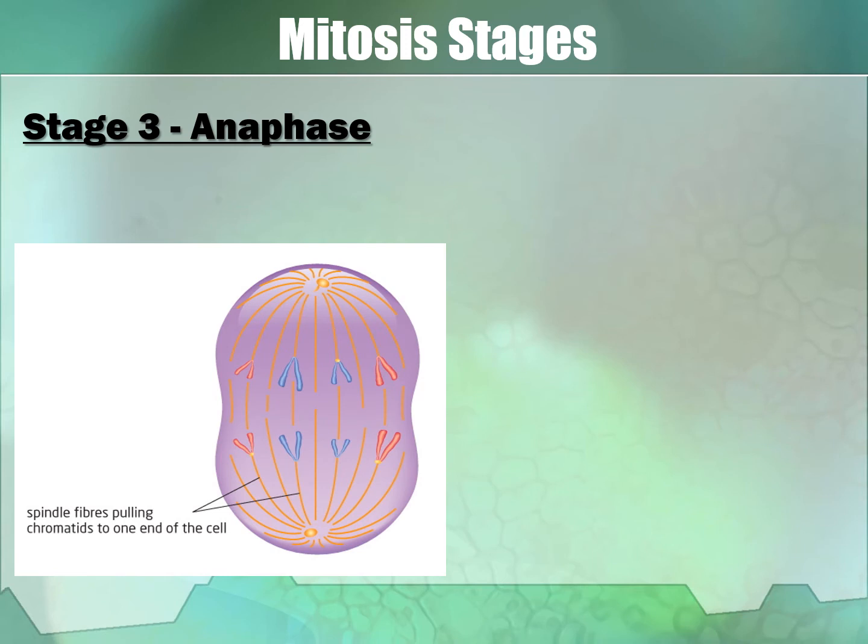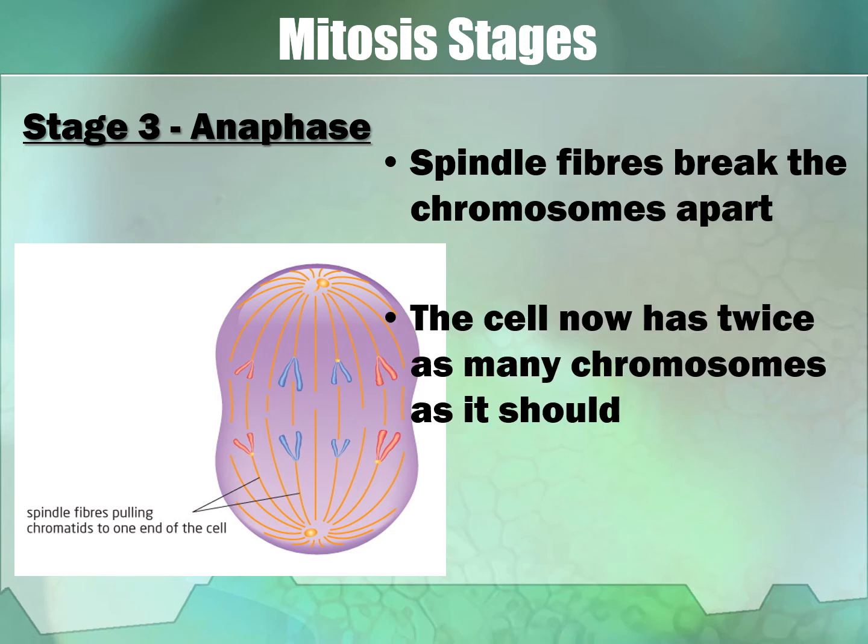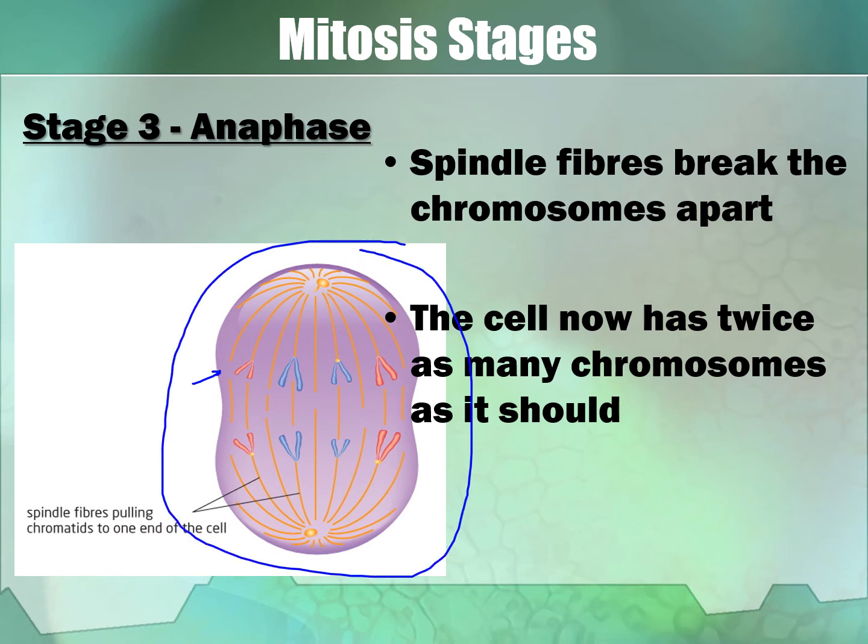Our third stage is anaphase, and this is where it starts to become clear that we've got 2 cells forming. Our spindle fibers break apart the chromosomes. You can see that happening here, and we now have twice as many chromosomes. It's still considered one cell. It's all really together, but you can see that it's starting to split into 2.